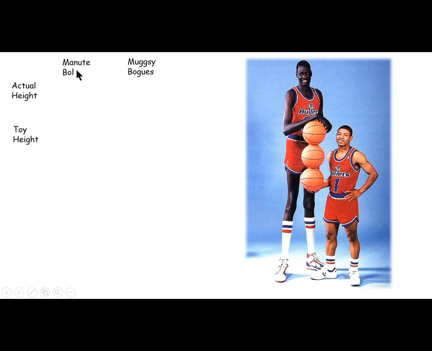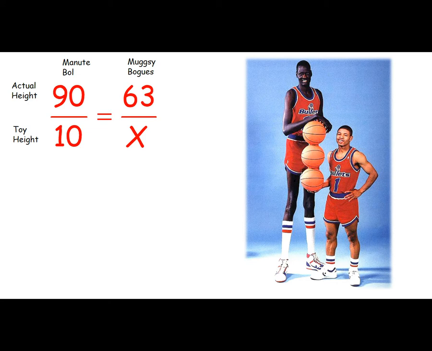Even if you don't write all this out, you want to organize your information this way. For example, Manute Bol's actual height, 90 inches. Muggsy Bogues' actual height, 63 inches. The height of Manute's toy, 10 inches. The height of Muggsy's toy, well, that's what we're looking for, so we're going to call it x. If we can get our information organized like this, then it's really easy to turn these numbers into a proportion. That's when you have two fractions that are equal to each other. Solving this should be pretty easy.